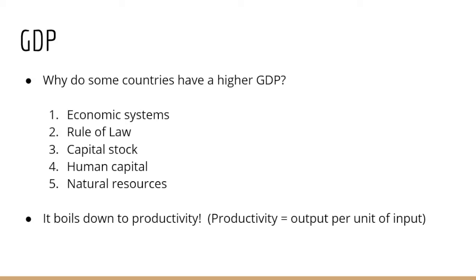Economic system should be something that you already know. Think of the free market, the mixed economy, or a communist, command economy. Rule of law is basically saying, is the country stable? Are there laws in place that protect its citizens? Capital stock: remember, capital stock are goods that produce other goods. So is a nation investing in and producing these capital goods? Human capital, so you're investing in education and things like that. And lastly, natural resources. Some countries have higher GDPs because they have better access to natural resources compared to other countries.